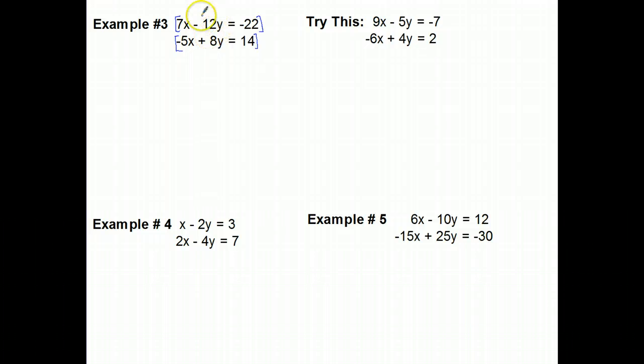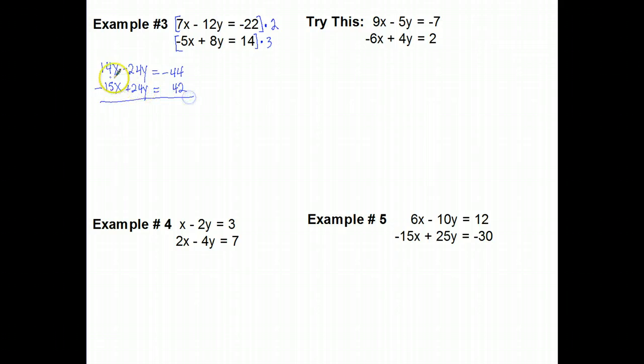I already have opposite signs, so I'll let this be the negative 24, but 12 would have to be multiplied by 2, and then 8 to become positive 24 would have to be multiplied by 3. Now I have to multiply the entire equations by those numbers. So 2 times 7x will give me 14x. 2 times negative 12, negative 24y. 2 times negative 22, negative 44. 3 times negative 5x is negative 15x. 3 times positive 8y is positive 24y. And 3 times 14, 42.